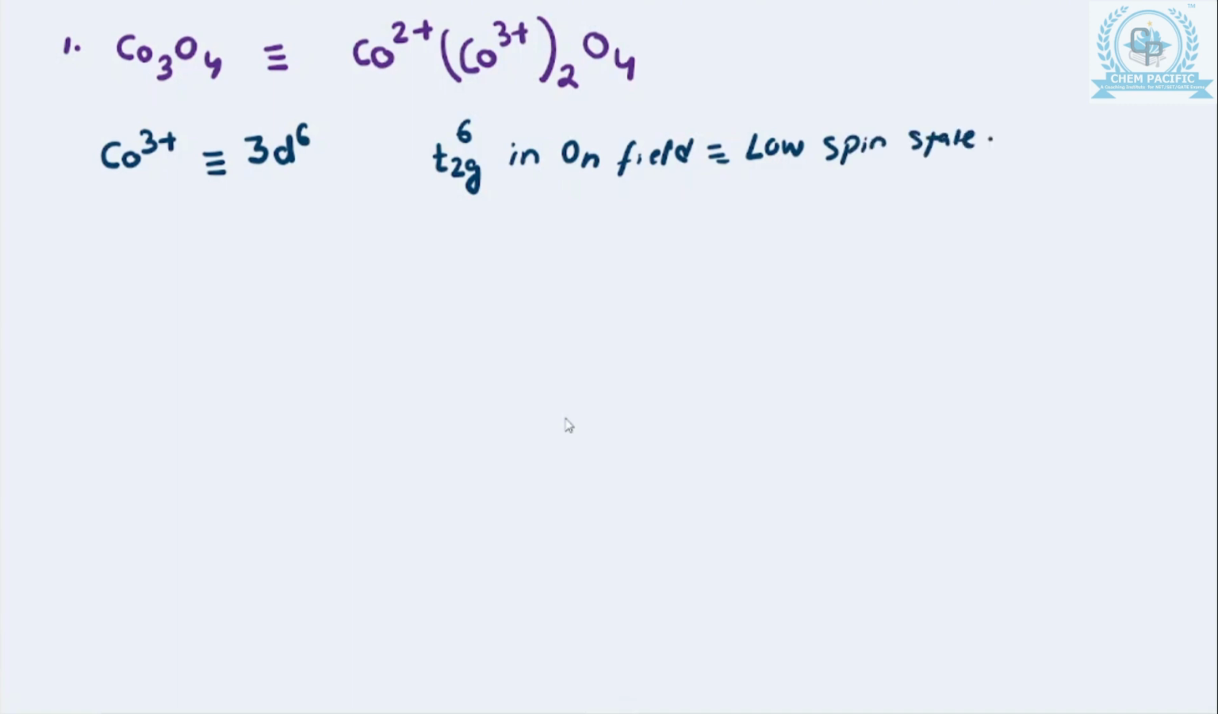क्यों? Because t2g6 is below the barycenter, है ना, so it is an extremely stabilized molecular orbital, and अगर t2g6 completely filled हो जाता है तो उसे maximum crystal stabilization energy attained होती है. In order to attain maximum stability, it prefers to remain in the low spin state.